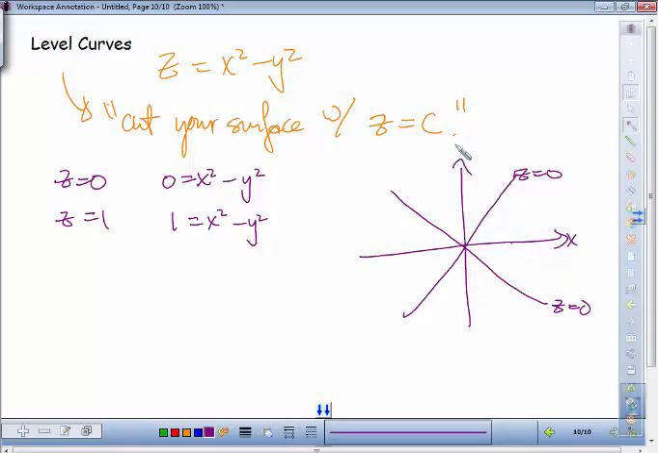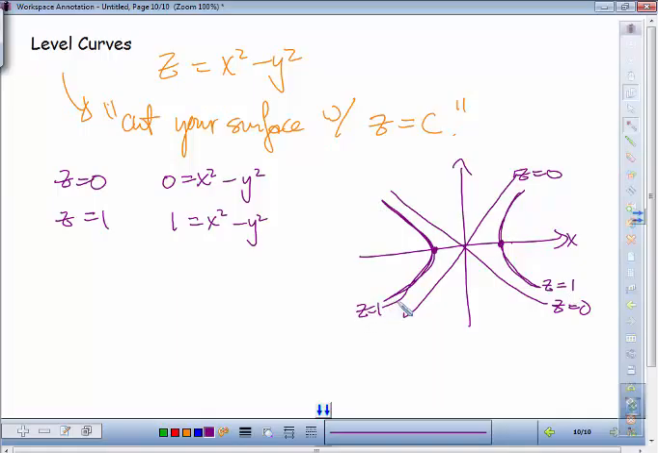So if I let y is equal to 0, then I have x is equal to positive or negative 1. So I would be opening up sideways. And so this would be your contour when z is equal to 1.